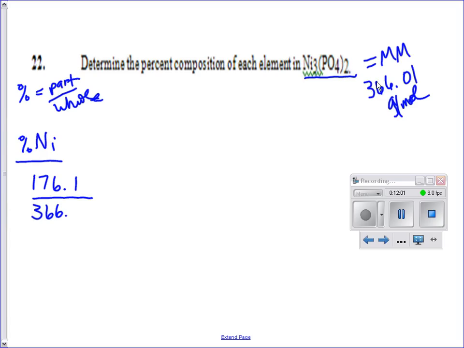Is that right or wrong? I don't know why y'all were laughing. I thought maybe you were laughing because I wrote something down incorrect. 366.01.